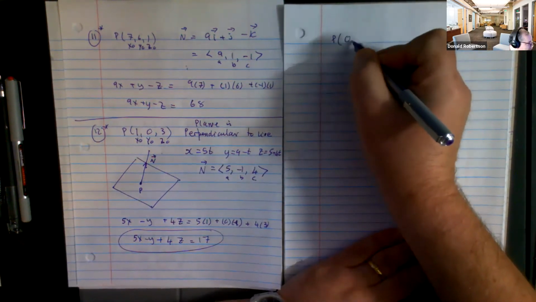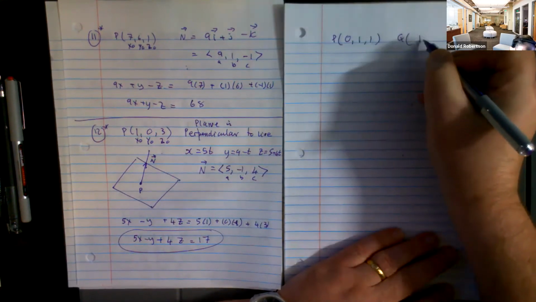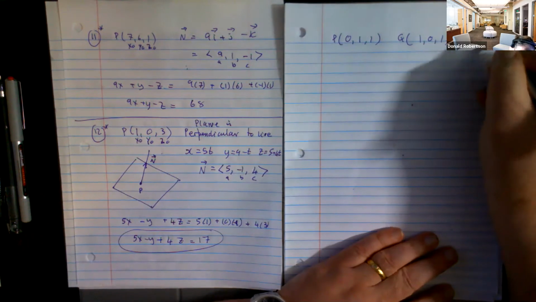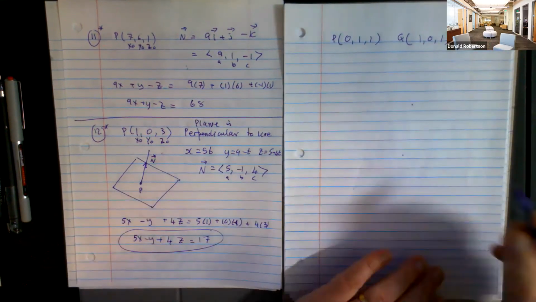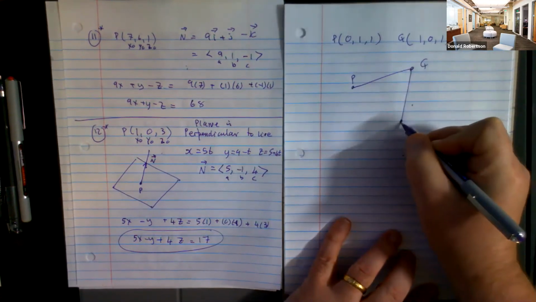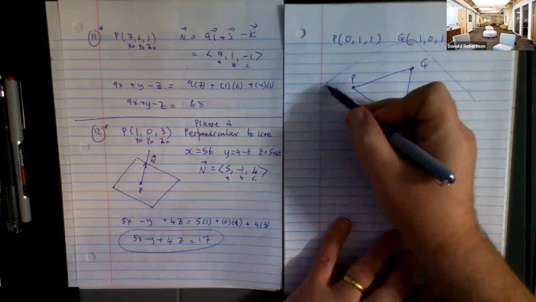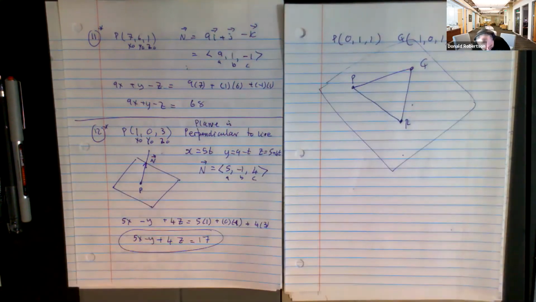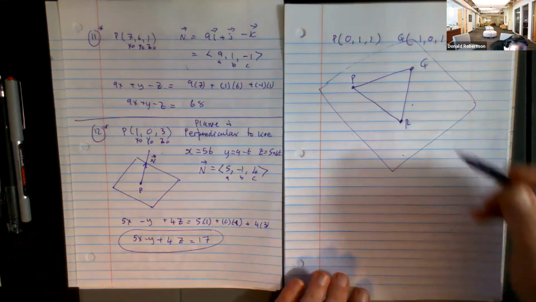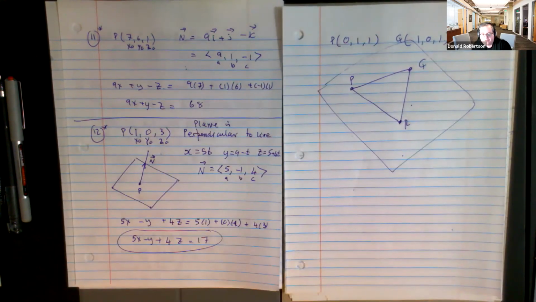I want the equation of a plane that passes through three points. Can you imagine this is P, this is Q, and this is R, and we'll make the assumption that they belong inside a plane. So I want to find the equation of this plane using the points P, Q, and R.